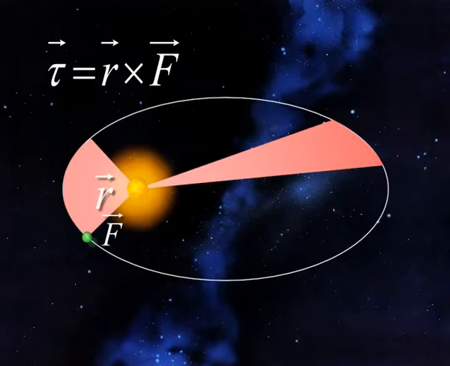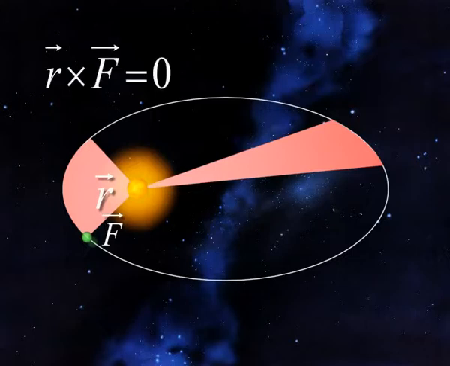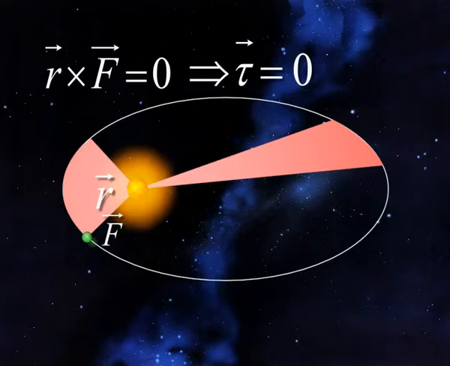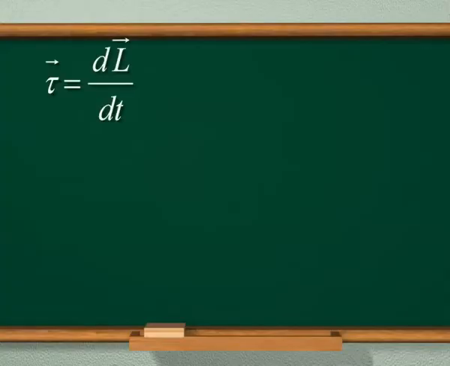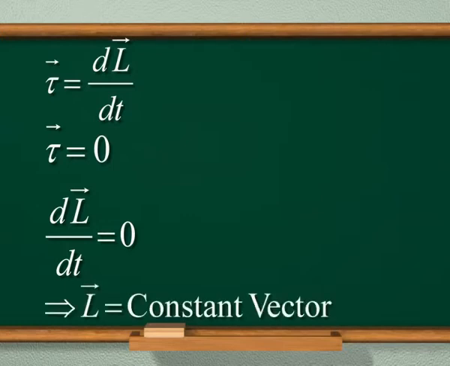The force on the planet always acts along the line joining the centers of the planet and the sun and is directed towards the sun. As a result, the vectors vector r and vector f are parallel to each other, and consequently vector r cross vector f is equal to 0, implying that vector tau is equal to 0, since the relation between the torque acting on the planet and its angular momentum while it moves around the sun under the gravitational field is given by vector tau equal to d vector l by dt. Now, vector tau is equal to 0, or d vector l by dt is equal to 0, which in turn means that vector l is a constant vector.